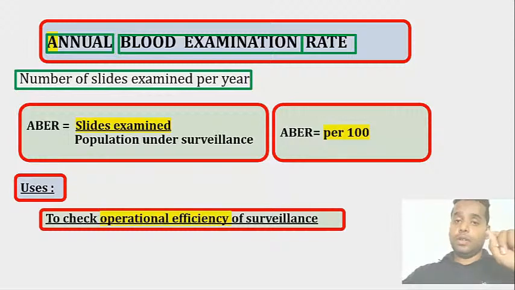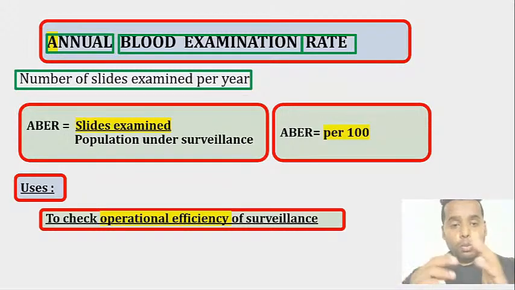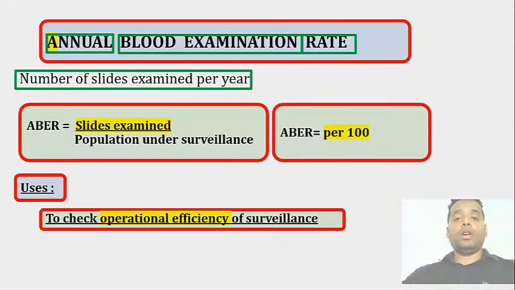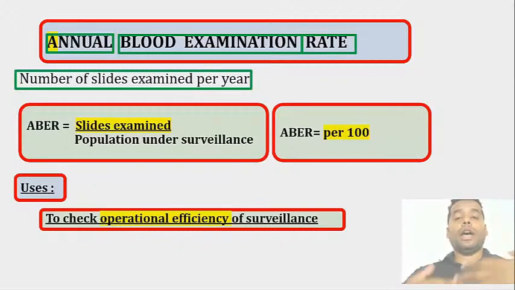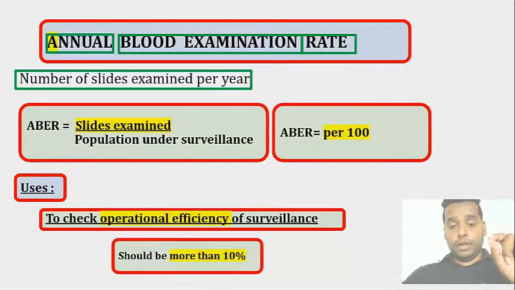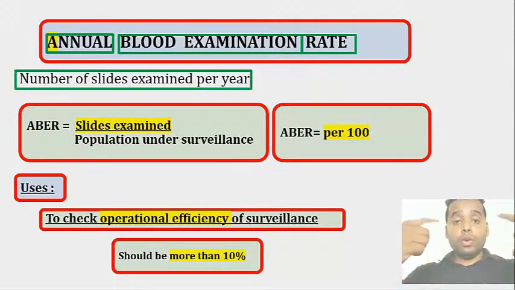Operational efficiency of surveillance: whether health workers are working properly, collecting slides properly, and whether surveillance is done properly, both active and passive surveillance. In both, the number of slides examined should be more than 10%. If it is less, you are not efficient. It should be more than 10%. They will ask all these questions.